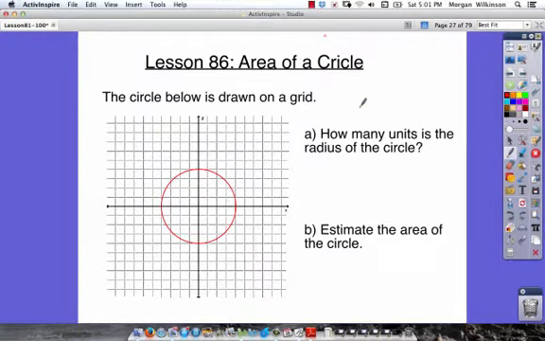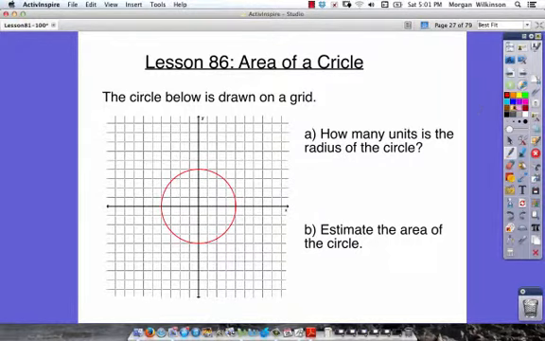Lesson number 86 is about area of a circle. Now, we can see the circle below is drawn on a grid. And we've got our circle on a coordinate plane in the background. And our first question A says, how many units is the radius of the circle?